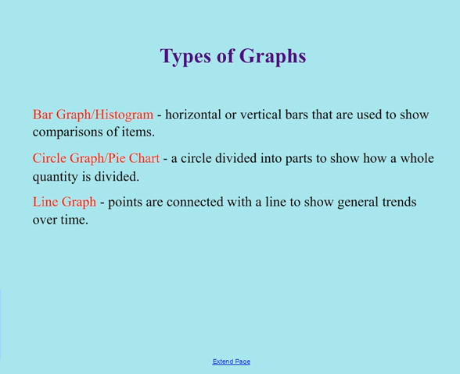And the third type of graph is a line graph. It's made up of points that are connected with a line to show general trends over time. So as you can see, based on what you're trying to show, you will choose one of these three graphs.